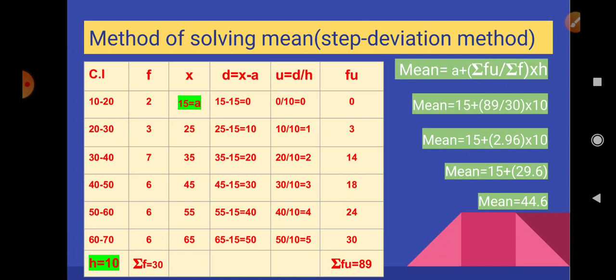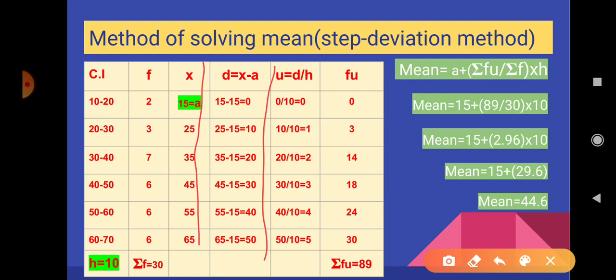the step deviation method. So as I told you, till here same, and d is also same as you did in assumed mean, but the only thing is the next one step is added here. Look, observe, class interval, f frequency, and class mark. Mid values we will find: 15, 25, 35, 45, 55, 65. And if you add all the frequencies, you will get sigma f 30. And observe, the same thing, 15 minus 15, 0, 10, 20, 30, 40, 50.